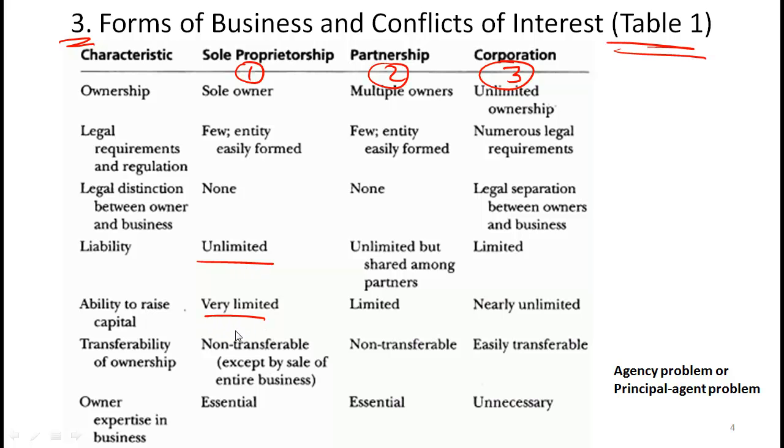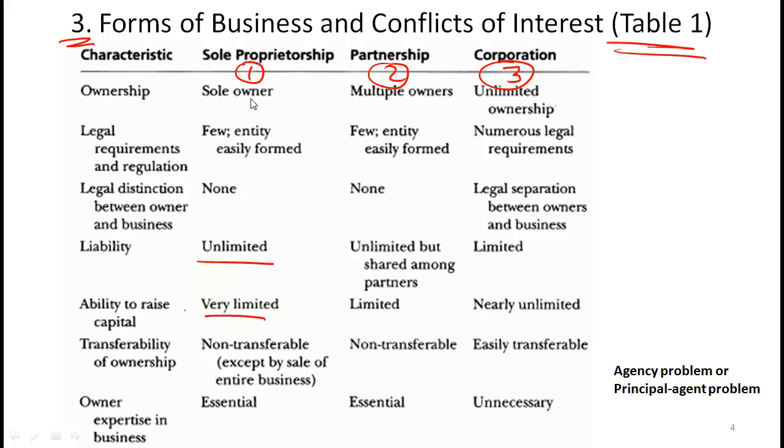Ability to raise capital, very limited for obvious reasons. Transferability of ownership. If I want to sell half my company, that's very hard. So I might sell the entire company if people want to buy it. So there is a bit of a transferability issue. And owner expertise in business, obviously it's essential. You can't run the business until you have the relevant expertise.